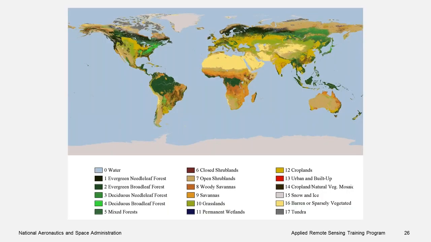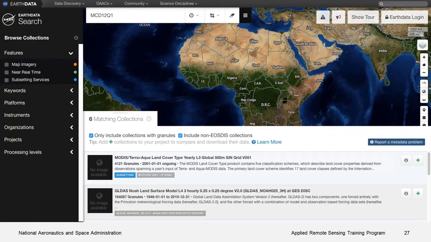This image shows the MODIS Global Land Cover product with the 17 land cover classes. Note that it has 5 different classes for the different types of forest. You can download the MODIS Land Cover product through NASA's Earthdata web portal, pictured here. Amber McCullum will be demonstrating how to do that later in this session.